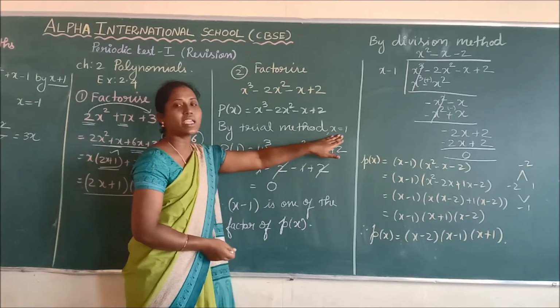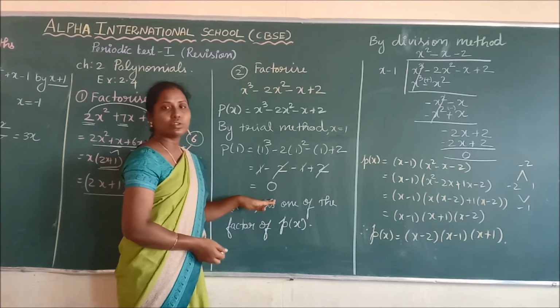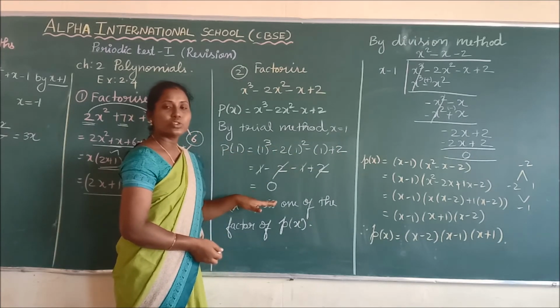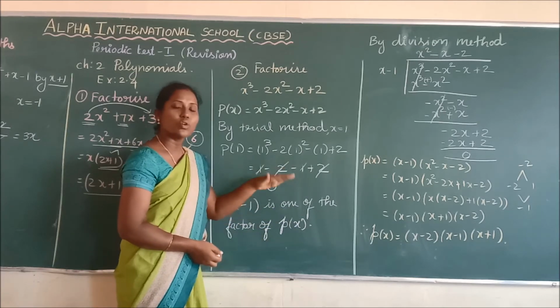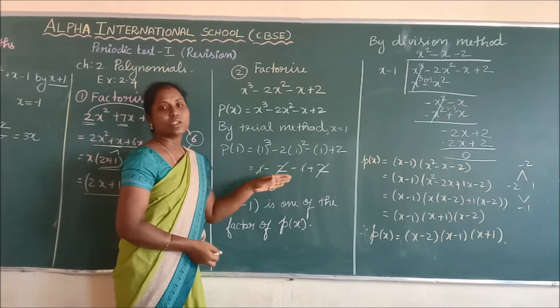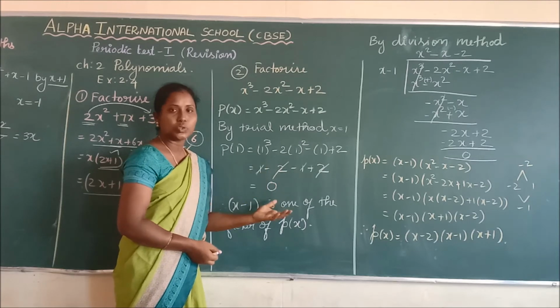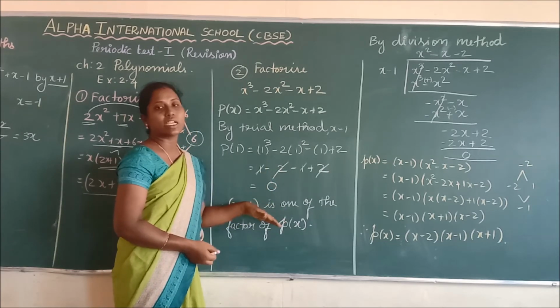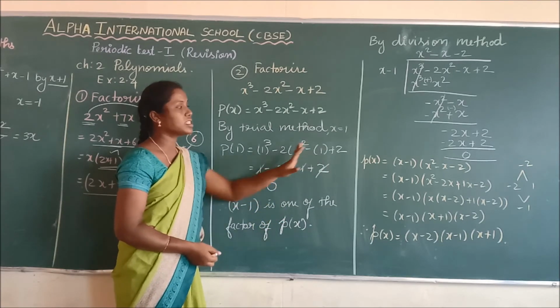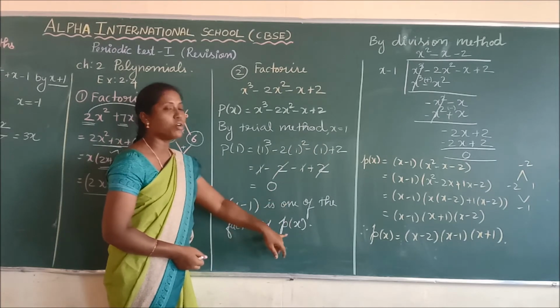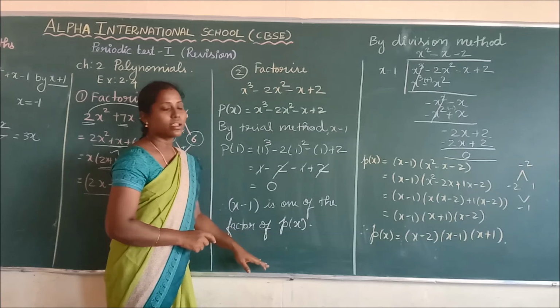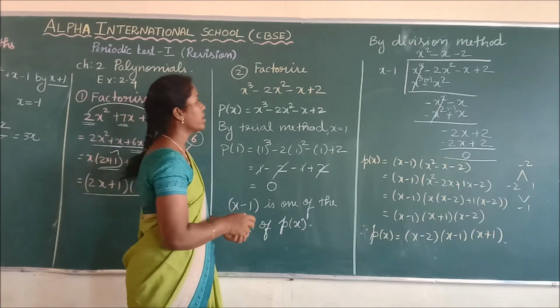Now if we take x is equal to 1 and it is not equal to 0, leave that. If it is not equal to 0, it is not a factor. Then go for the other trial, x is equal to minus 1 or x is equal to 2. Substitute that and see whether we get the factor or not. Here x is equal to 1 satisfies. So x minus 1 is one of the factors of p of x. Now we got one factor.